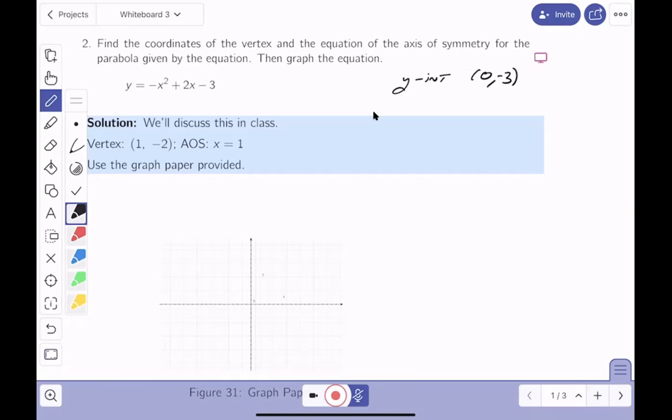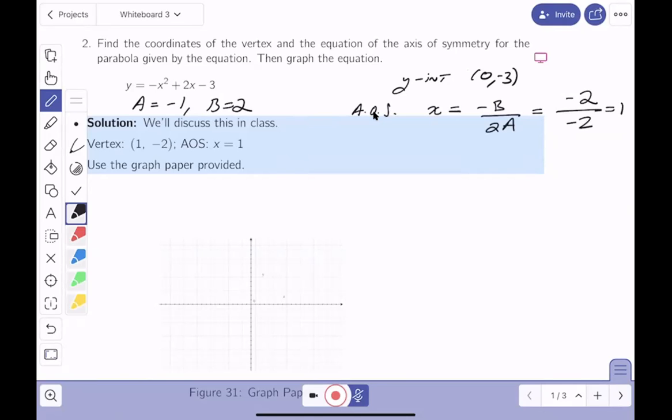Now, I want to get the vertex, though. To do that, what I'm going to do is say the axis of symmetry is going to be x equals minus b over twice the a. Well, let me identify that. The a is minus 1 and the b is 2. Let me write this down. The opposite of the b is minus 2 and twice the a is minus 2.